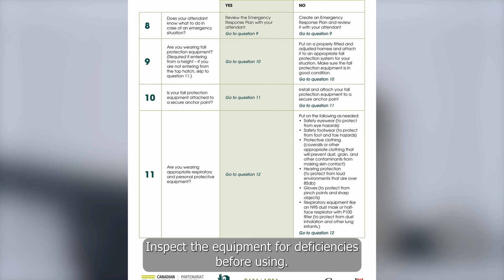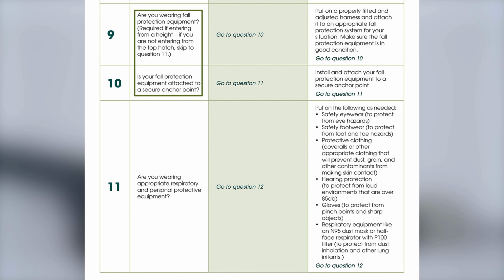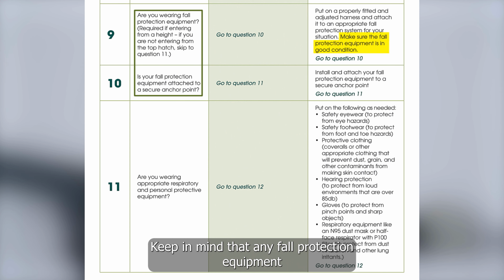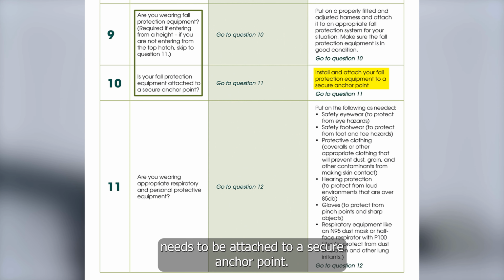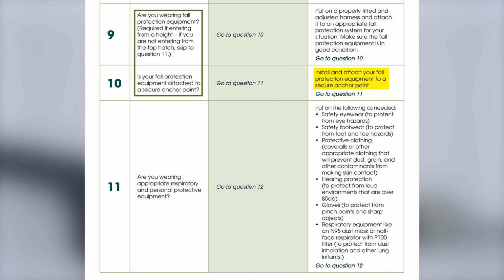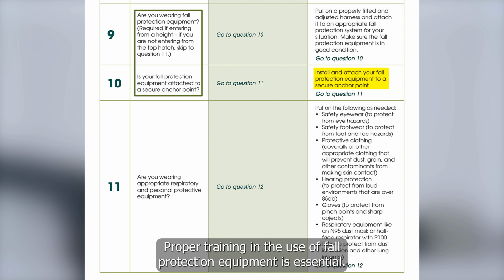If entering the bin from the top hatch, make sure appropriate fall protection equipment is used. Inspect the equipment for deficiencies before using. Keep in mind that any fall protection equipment needs to be attached to a secure anchor point. Proper training in the use of fall protection equipment is essential.